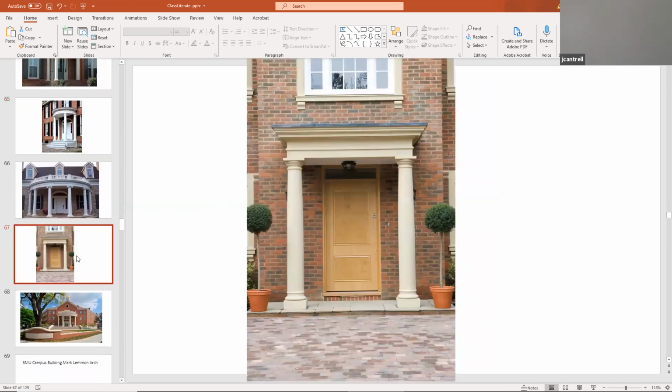Look how simple and elegant just the proportion of this Doric portico is. It's not curved, it's very clean and crisp. There's nothing overdone. There are no tricks, there's nothing lying about this. It's a very clean, simple Doric classical order.